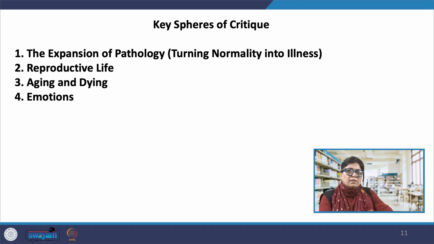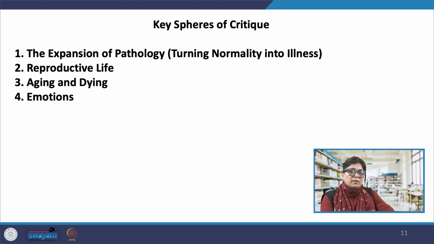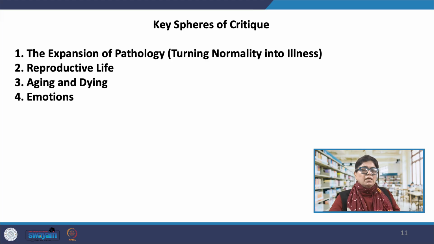So, the first is the expansion of pathology, turning normality into illness. Biomedical discourse steadily expands the boundaries of what is considered abnormal. Natural life transitions are reframed as biomedical deficits. Reproductive life: pregnancy, childbirth, and menopause are treated as high risk medical crises, requiring heavy technological intervention rather than natural physiological process. Aging and dying.